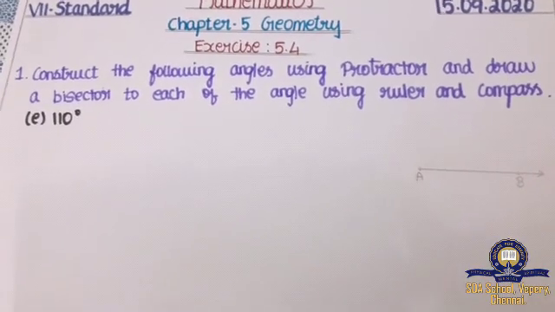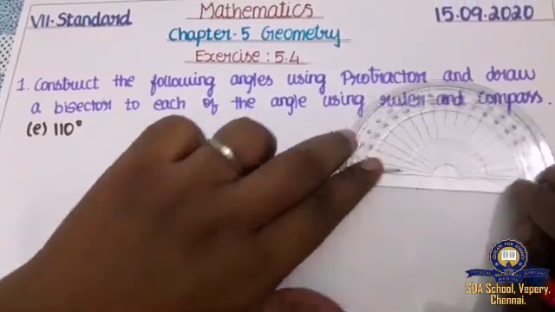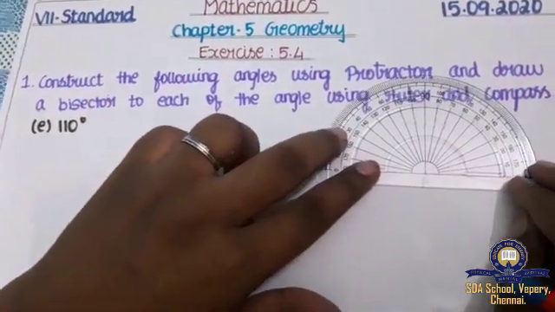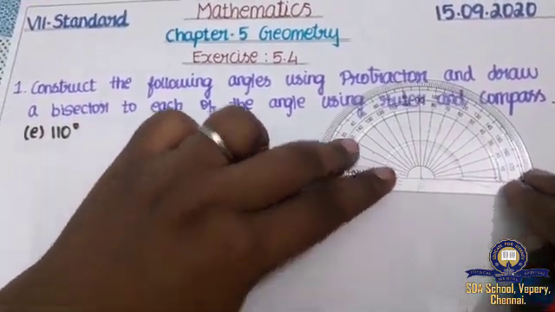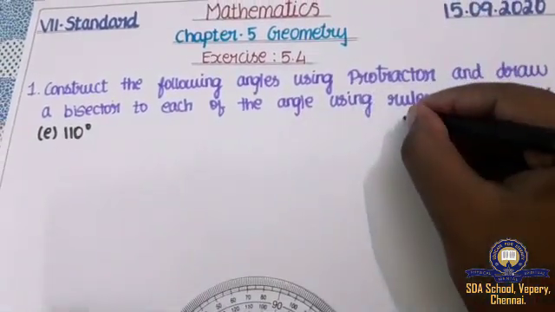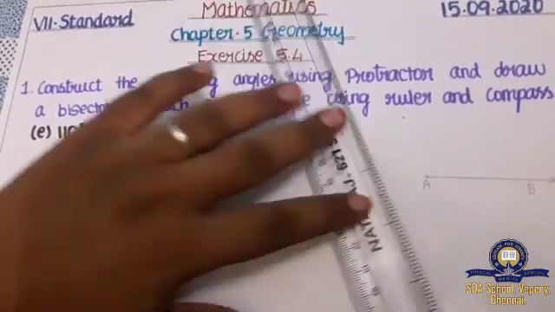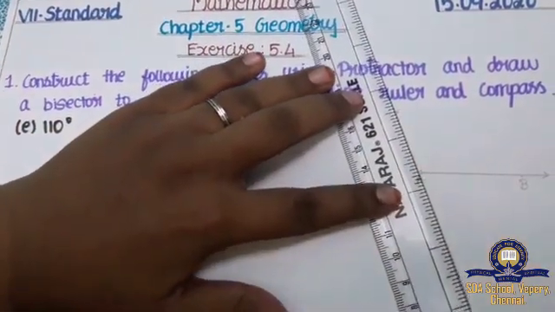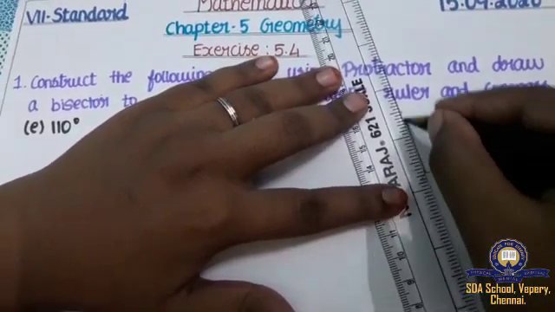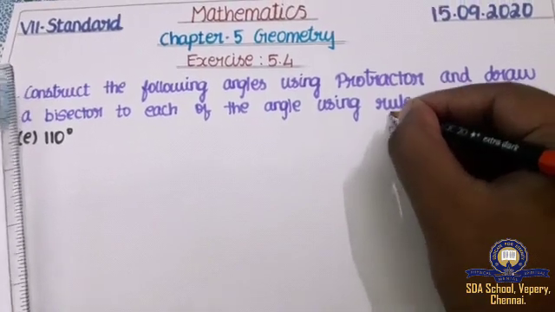Now, what is the angle given here? Angle given is 110 degree. So, using a protractor, placing at the A point, mark 110 degree. After pointing this, using the scale, we need to draw the line and mark the point as C.